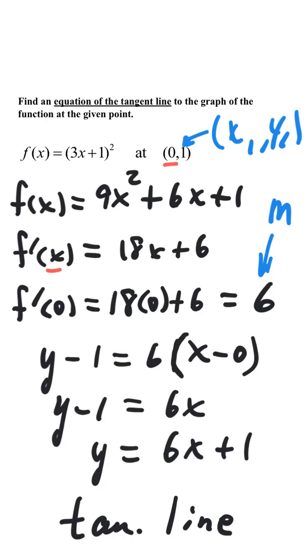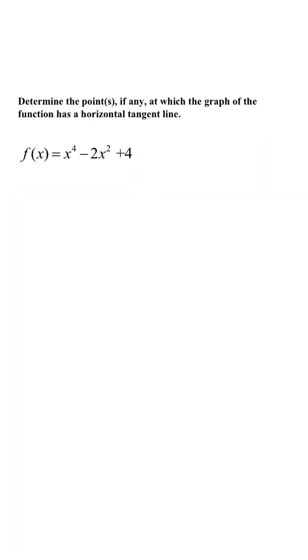Very good. On our last example, we're going to determine the points at which the graph of the function has a horizontal tangent line. A graph has a horizontal tangent line whenever its derivative or rate of change is 0. At the top of a hill or bottom of a valley, there is no rate of change, it's 0.